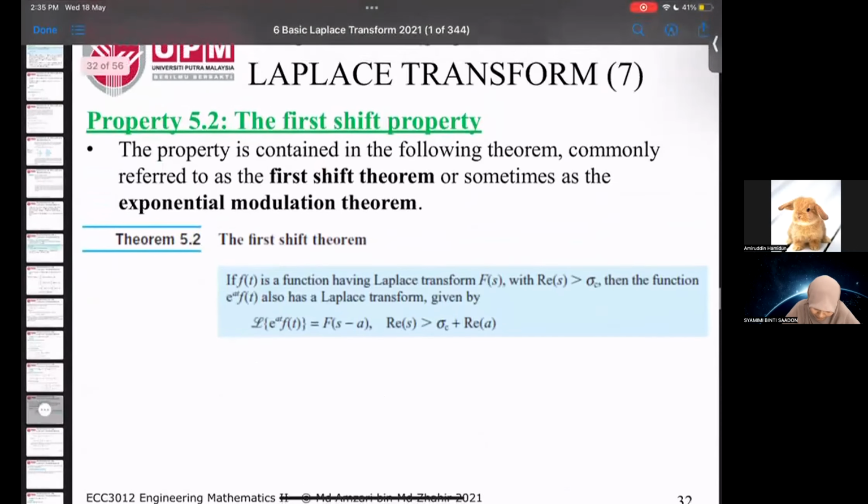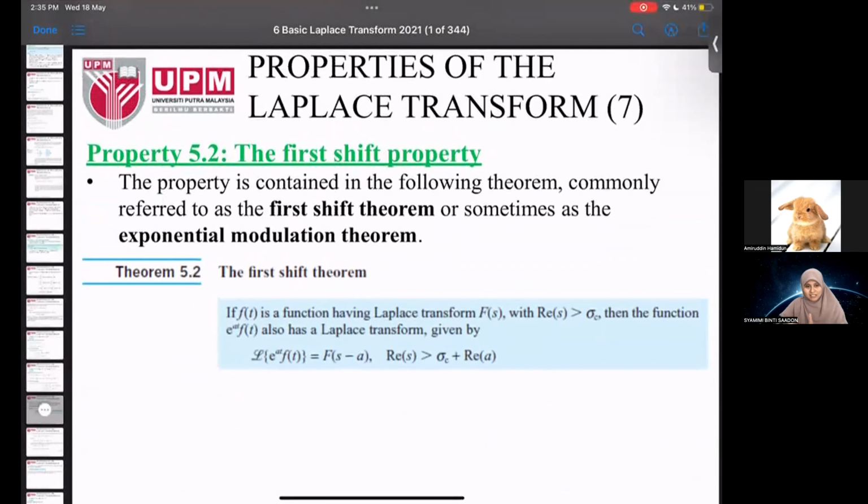Okay, and then second property adalah first shift property. Means kalau kita shifted, anjak sikit function tu, macam mana kita akan dapat. Okay, so kat sini the property is contained in the following theorem, commonly referred to as the first shift theorem or sometimes as the exponential modulation theorem. Okay, so if FT is a function having Laplace transform Fs, okay, so kita ada function FT tu, dia punya transform Laplace dia Fs.